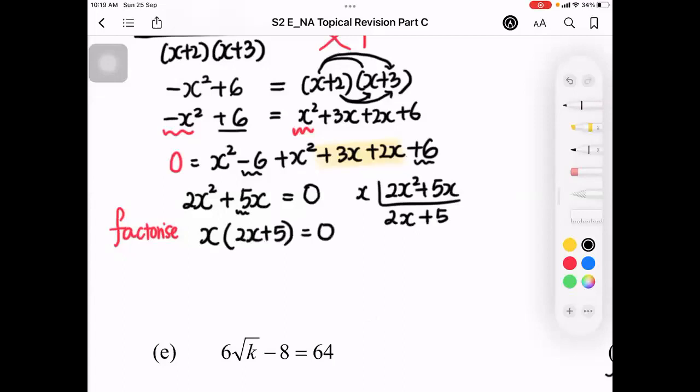Next one, A, B, C, D, E. Junlong, next one, can you tell me what is the first answer and the second answer? First answer.